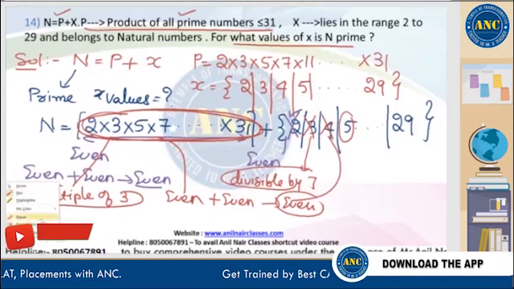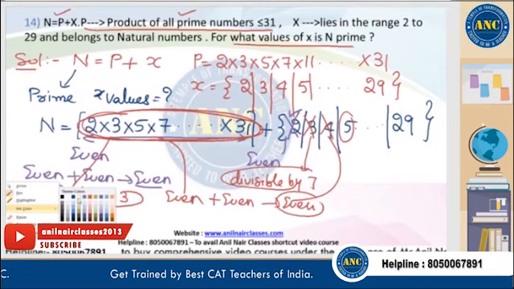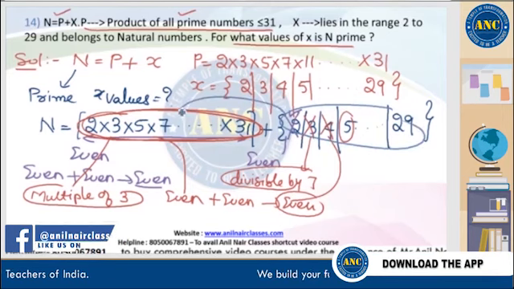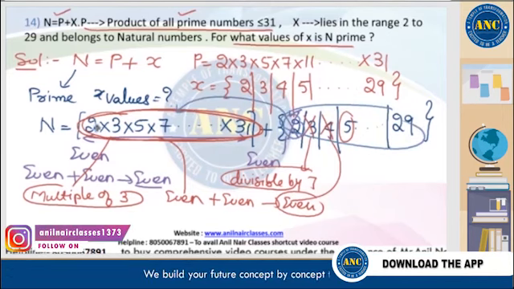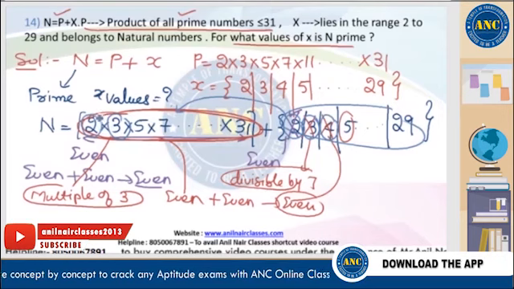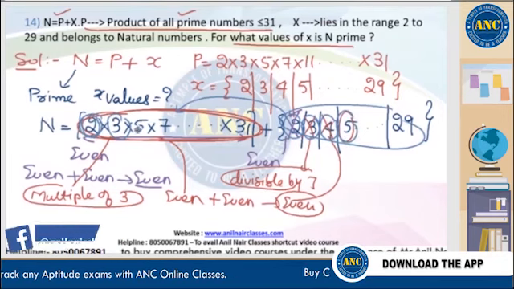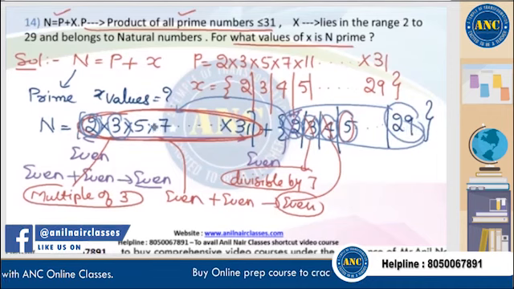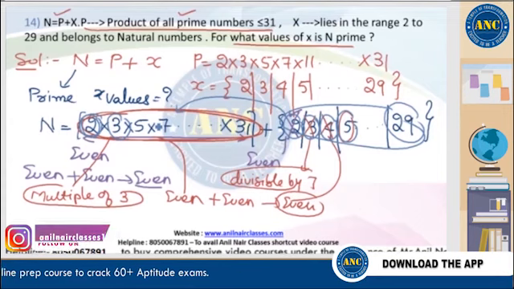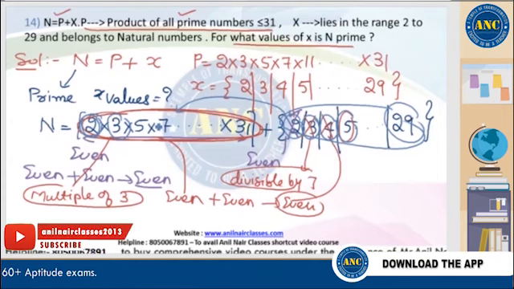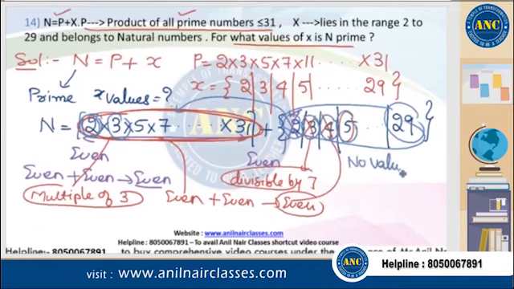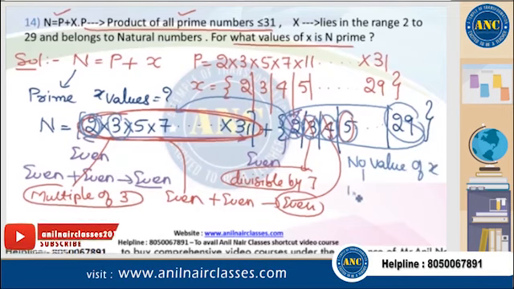Whatever value of X I take, every value of X comes under a part of P. If I take 2, 2 is present here. If I take 3, 3 is present here. If I take 4, the factor of 4, 2, is present here. If I take 5, 5 is present here. If I take 29, 29 is present in P. That means for every value of X, either its factor or the original number is present in P. So there exists no value of X such that N is a prime number.